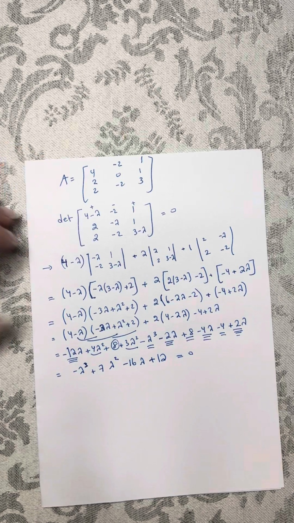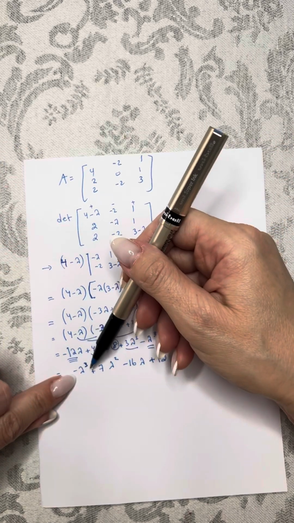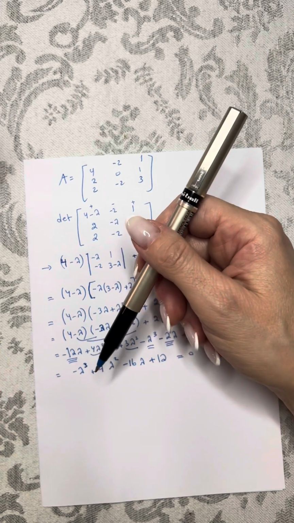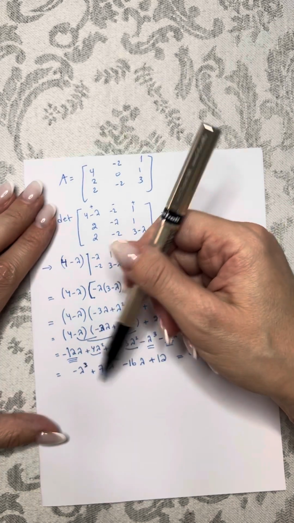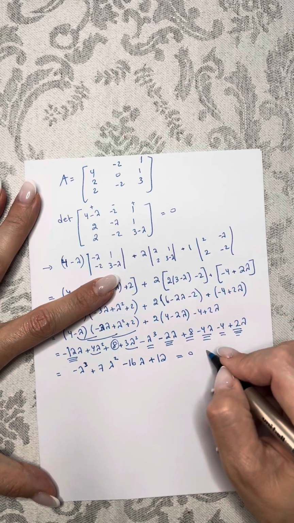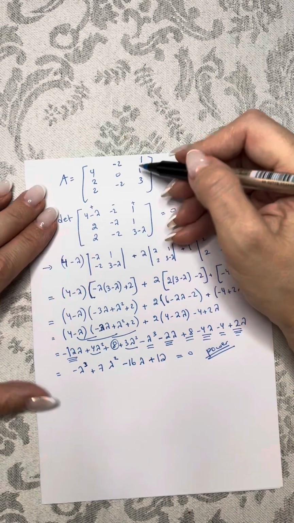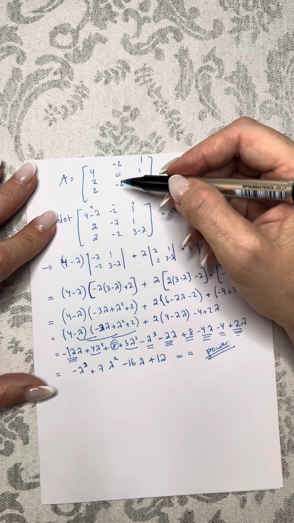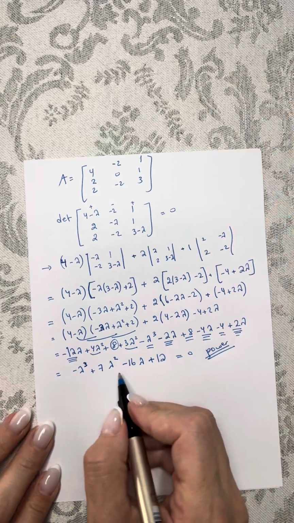Of course, when it becomes 3 by 3, we expect we'll get a cubic characteristic equation. 4 by 4, a fourth order, quartic characteristic equation. The power of the characteristic equation is always equivalent to the dimension of the square matrix that we are starting with, of course. And now, so this is a cubic equation.